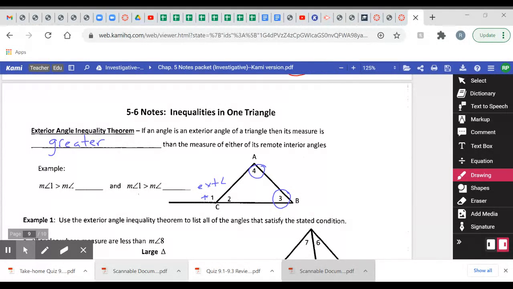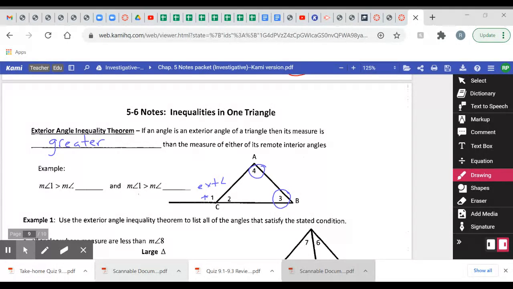Now, the remote interior angles would be angle 4 and angle 3 in reference to this exterior angle, angle 1. The way I think of the word remote is I think of the remote on your TV, and you're sitting on the couch with the remote and the TV is on the other side of the room, far away, or I think if somebody's on a remote island and they're, again, far away from everybody. So again, if we're referring to exterior angle 1, the two remote interior angles are the two interior angles that are furthest away from angle 1, which in this case is 3 and 4.